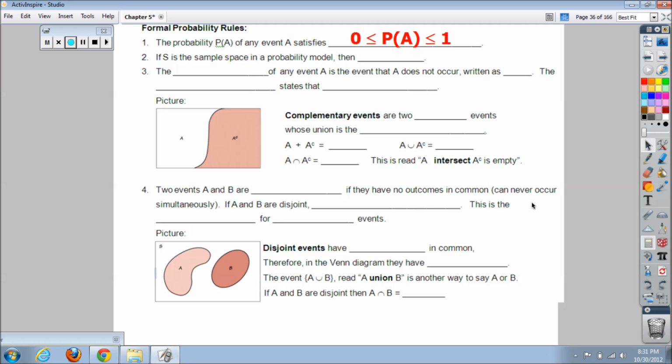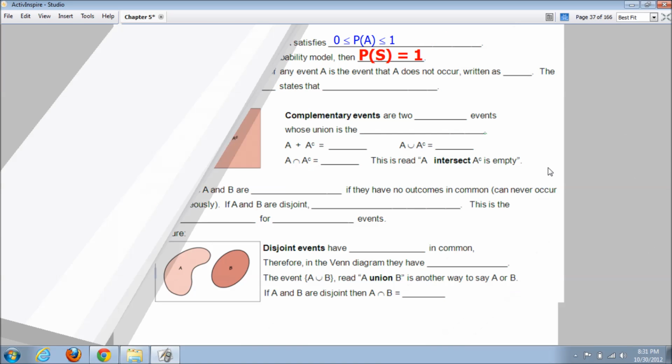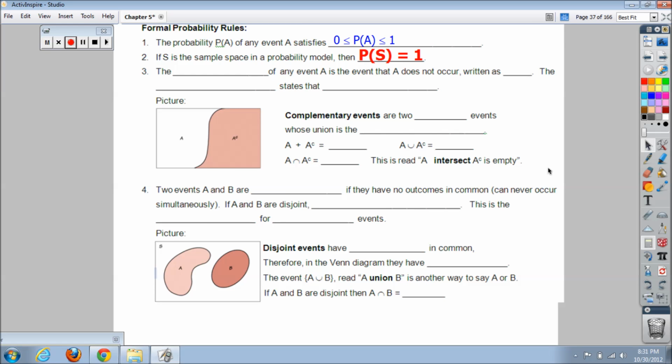Number 2, if S is the sample space in the probability model, then the probability of anything in your sample space occurring collectively is 100%. So this is like saying the probability that you're going to get a head or a tail in a flip of a coin. Well, those are the only 2 possibilities, so it's going to be 100%. One of those 2 things is going to happen. If we were talking about rolling a 6-sided die, we're saying, well, what's the probability of rolling a 1, a 2, a 3, a 4, a 5, or a 6? It's going to happen, so it's 100%.